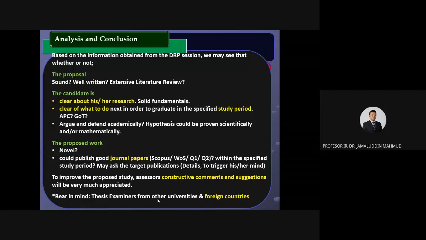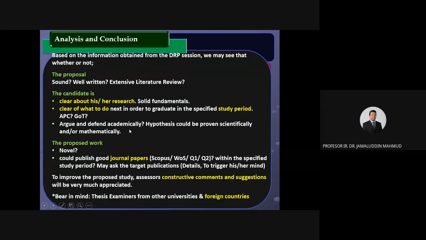And in terms of clarity, we can also see whether the candidate is clear about what to do next. It's important not just to know what to do, but whether it can be done within the study period. Is he targeting APC or GOT? If you can submit your thesis in less than 3 years, you can get APC, Anugerah Penyelidik Cemerlang, or in less than 4 years, GOT, right? And is the candidate able to show some sign that he could argue and defend academically?